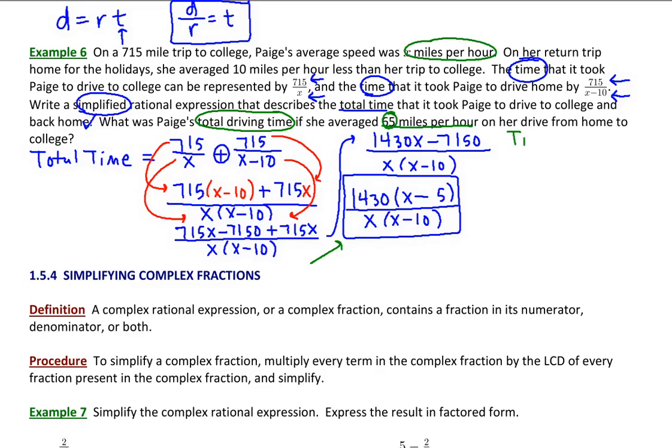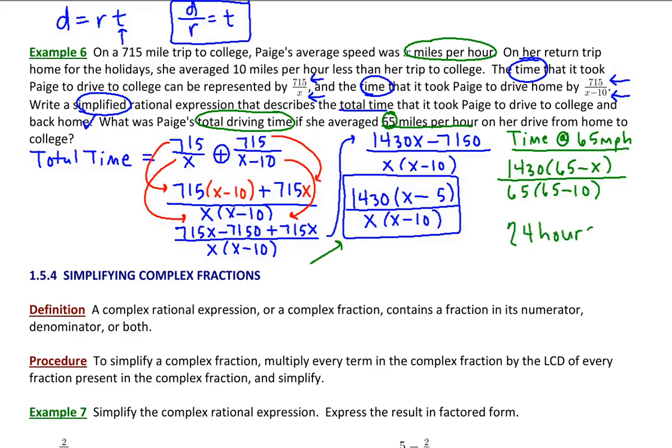So total time at 65 miles per hour. Let's figure that out. So I'm going to replace x with 65 in all places that it appears. And then we can simply type that into the calculator, let the calculator do the arithmetic for us, and we would find out it comes out to exactly 24 hours. So her total time, if she averaged 65 miles per hour, would be 24 hours.